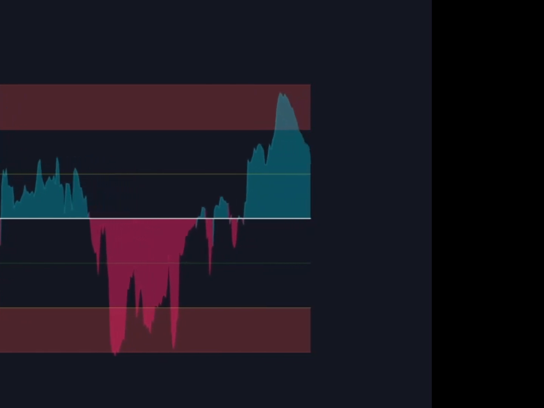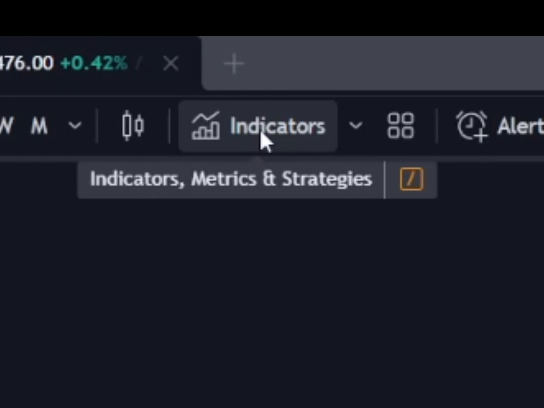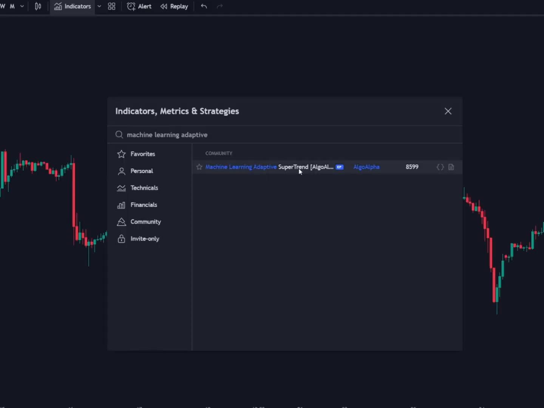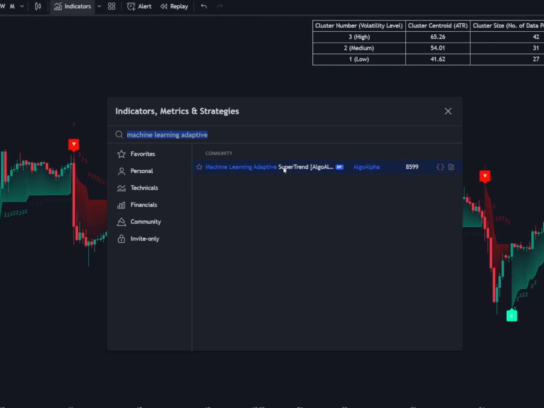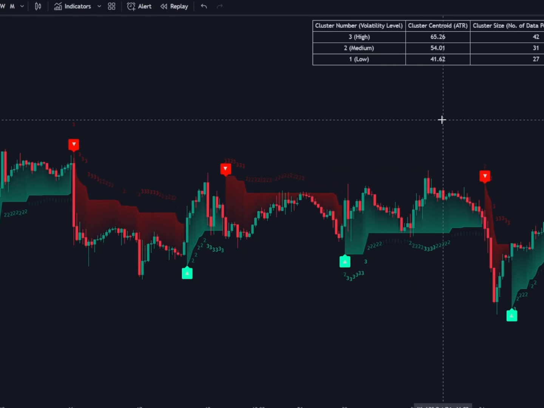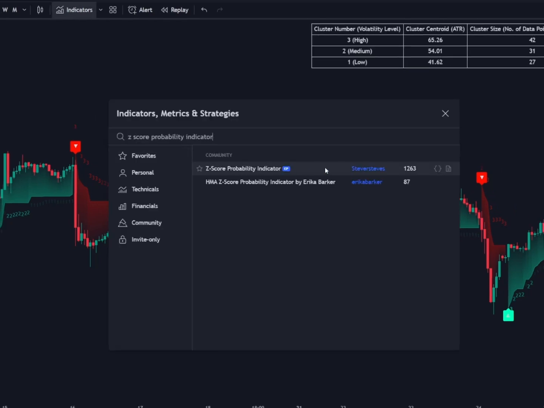Let's take a look. First, go into the Indicators tab at the top of the screen. In the search box, type in Machine Learning Adaptive Super Trend and select the indicator by Algo Alpha. Then click to add it to your chart. Next, go back to the Indicator search box and type in Z-score Probability Indicator. Click on the indicator by Stever Steves to also add it to the chart.